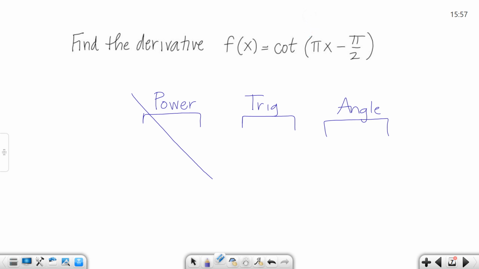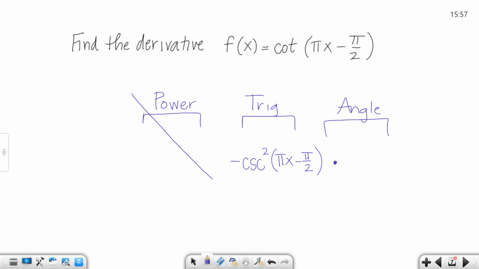Okay, so it doesn't have a power, we'll move on to trig. So the trig portion is cotangent. The derivative of cotangent is negative cosecant squared. So you're going to say negative cosecant squared of the angle. What I want you to notice about that piece is the only part that I took care of was the derivative of cotangent. Everything else I recopied. So all I changed there was the derivative of the cotangent.